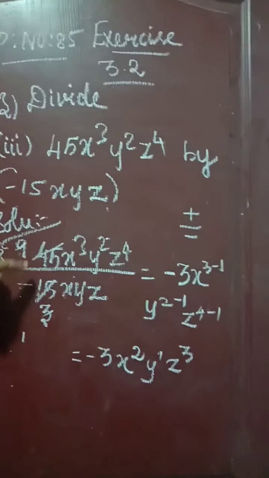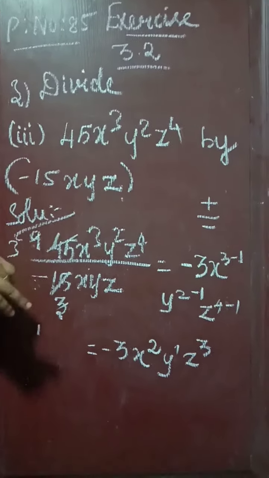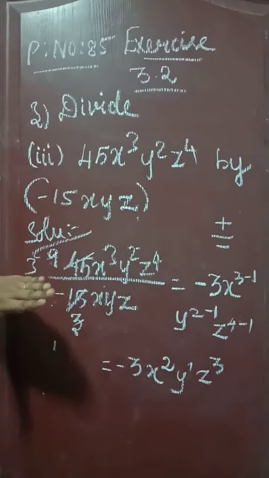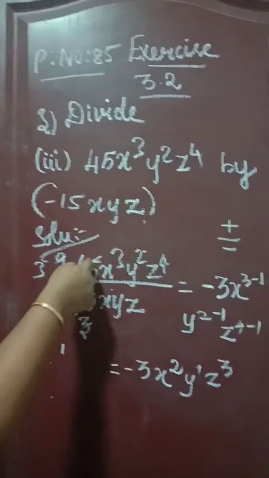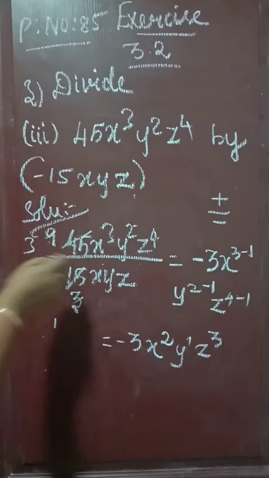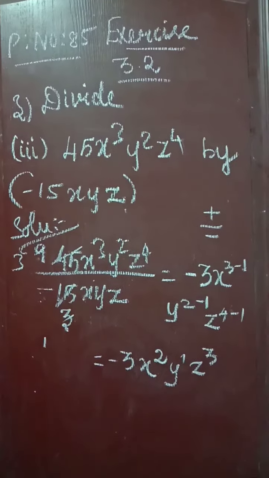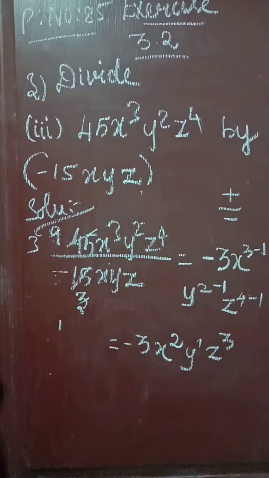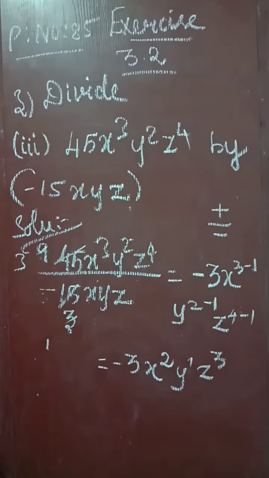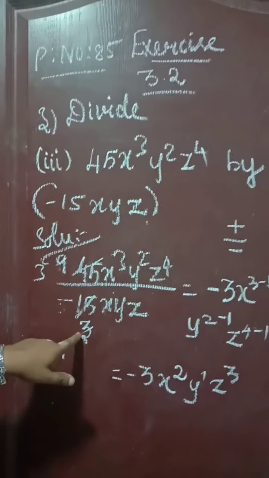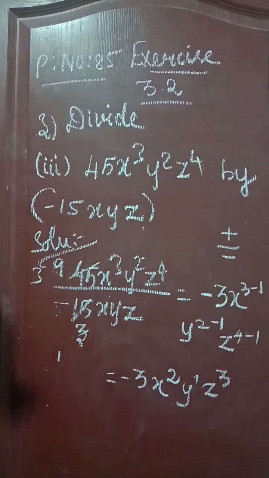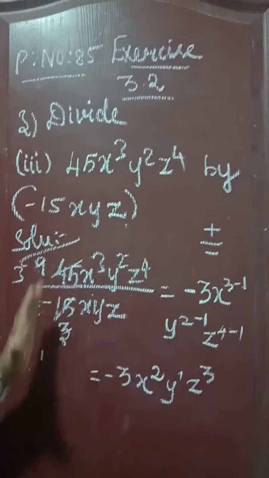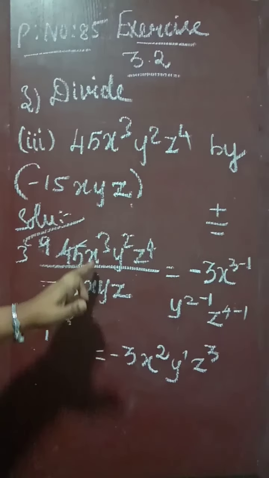Listen. So here 45x cube y squared z power 4 divided by minus 15xyz. First you have to cancel the numbers. These two numbers are divisible by 5. So 5 3s are 15, 5 9s are 45. Again this 9 and 3 cancel by 3. So 3 1s are 3, 3 3s are 9. So 1 minus means here minus 3. So number over.